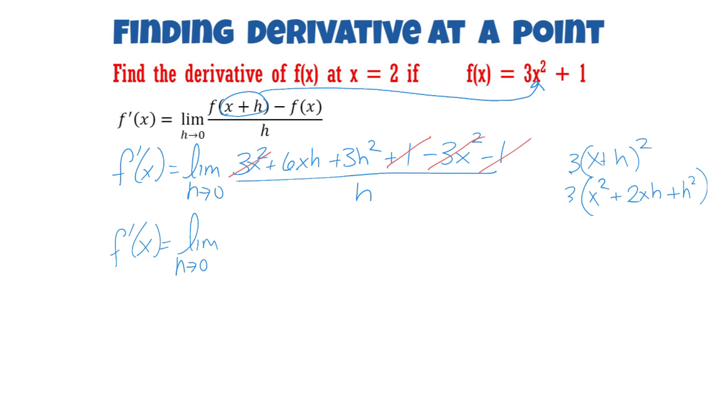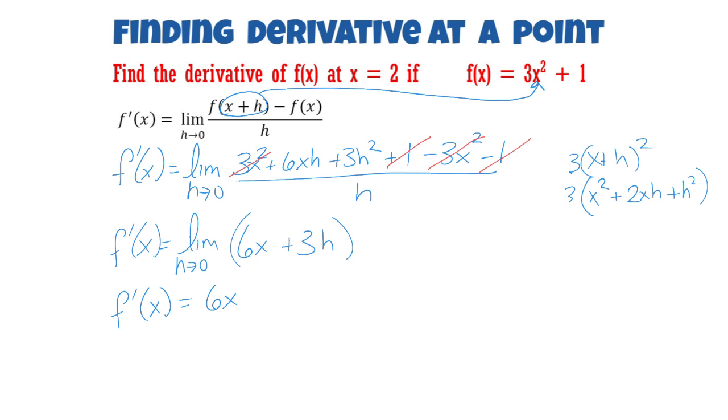The reduced version would end up being just 6x plus 3h. Once you have this simplified and the denominator of an h is gone, now you're going to do your direct substitution, which is what we've been doing with our limits the past couple days. You plug your 0 in for your h. That's going to make this go away, and my derivative is simply 6x.